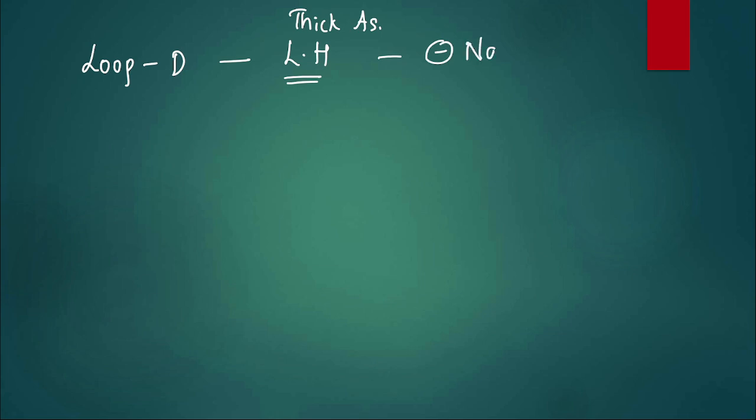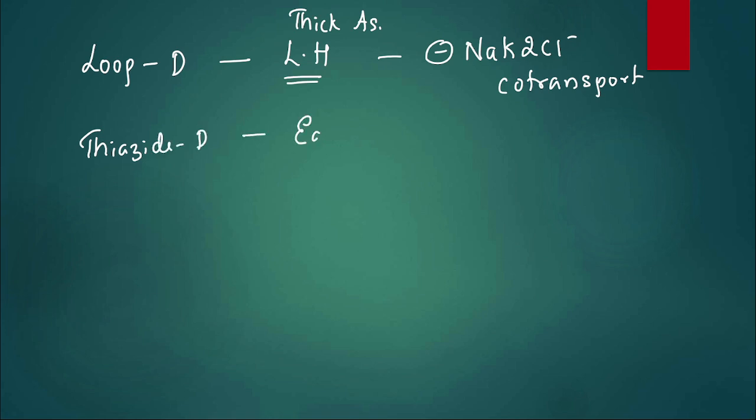Now, loop diuretics mainly act on the loop of Henle. Which part? The thick ascending loop of Henle. And what do they inhibit? They inhibit the sodium, potassium, 2-chloride co-transporter. Next, we have the thiazide diuretics. Where do they work? They work on the early part of the DCT of the nephron. And what do they inhibit? They inhibit the sodium chloride symporter. Then coming to acetazolamide, I have already discussed it.